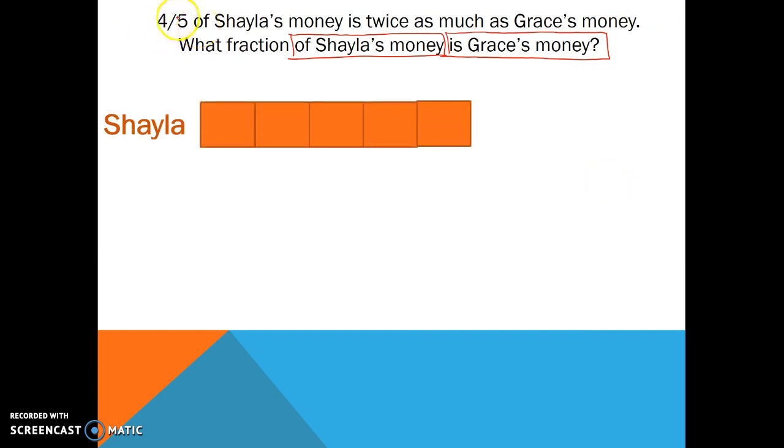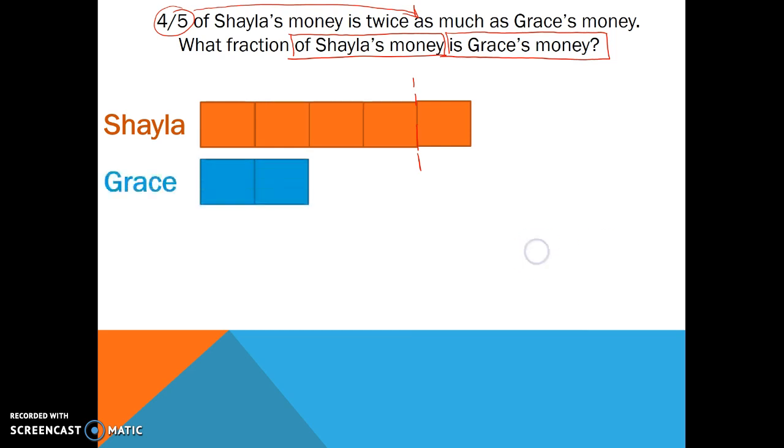Well, since we're comparing Grace to Shayla, we are going to look at that 5 units for Shayla. So we've got Shayla's 5 units, and this information really goes over here with this right here. So if 4/5 of Shayla's money, and there's 4/5 right there, is twice as much as Grace's money, well, what number is 4 twice as much as? It's 2, right? So that tells us that Grace has 2 units.